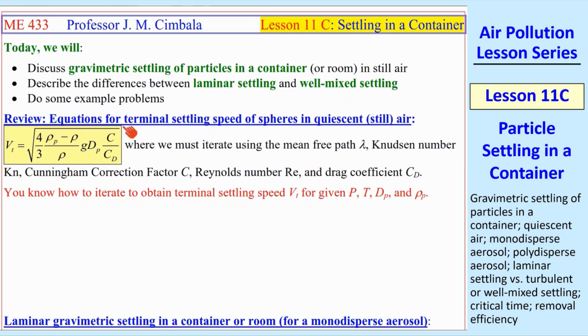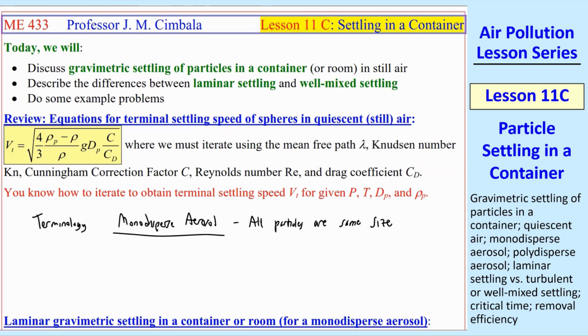So just a quick review, these are the equations for terminal settling speed of spheres in quiescent still air. So here's our VT equation, and then of course you're used to doing this by now. We have to calculate mean free path, Newton number, Cunningham correction factor, Reynolds number, drag coefficient, etc., iterate, and we get VT for any given air conditions and particle properties. So you already know how to do all that.